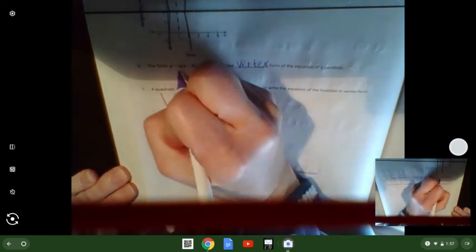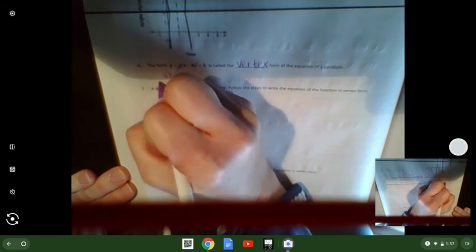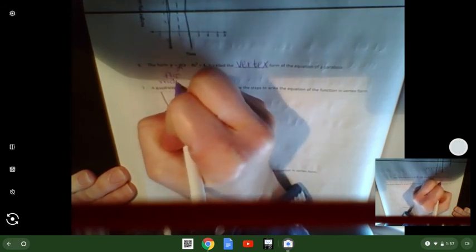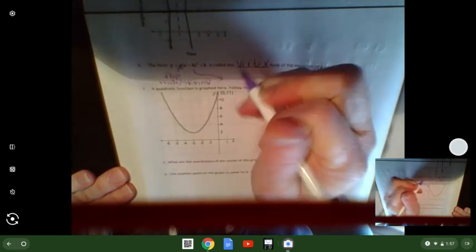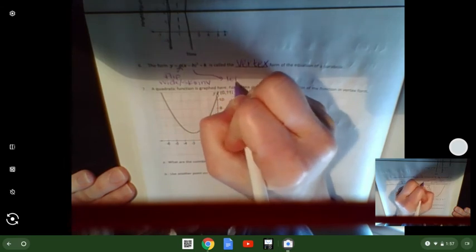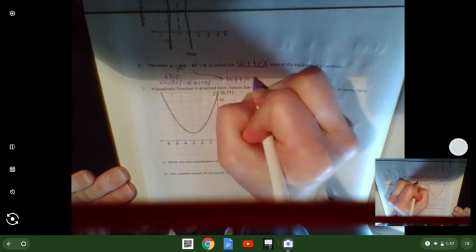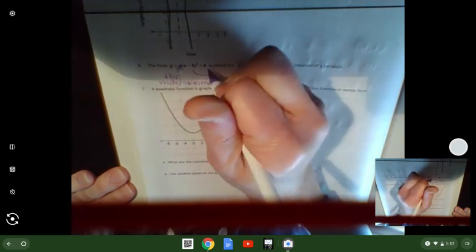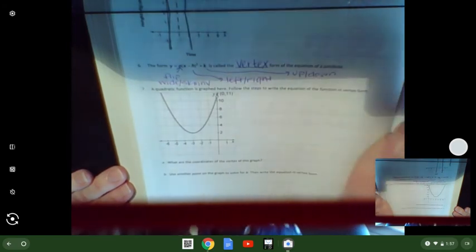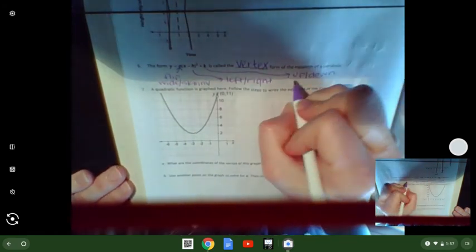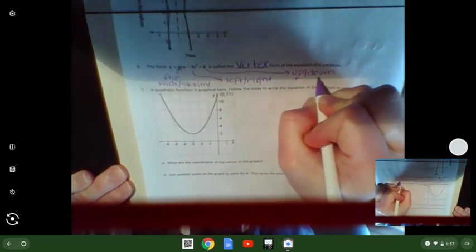And I'm just going to make some notes in here. A is my flip, and it is also my wide skinny. H is my left right. And K is my up down, just to have it all in one place. And you know what, make some more notes. Up is plus K, down is minus K.